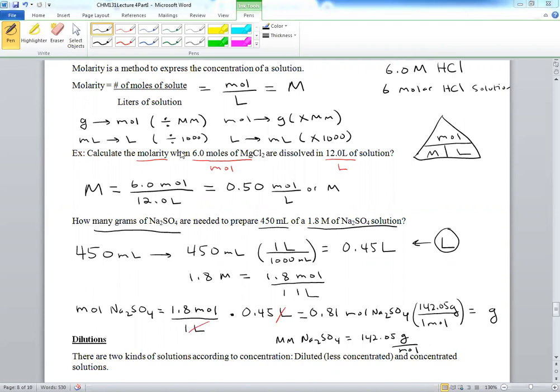So you're multiplying here, and the moles cancel out. The answer would come out to 115, but we need 2 sig figs, so that would be 120 grams.